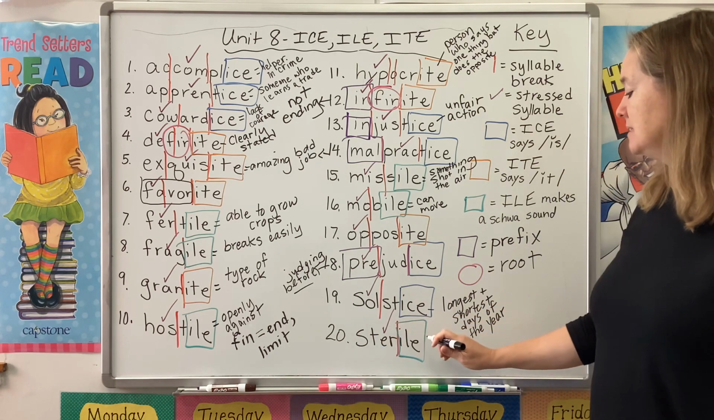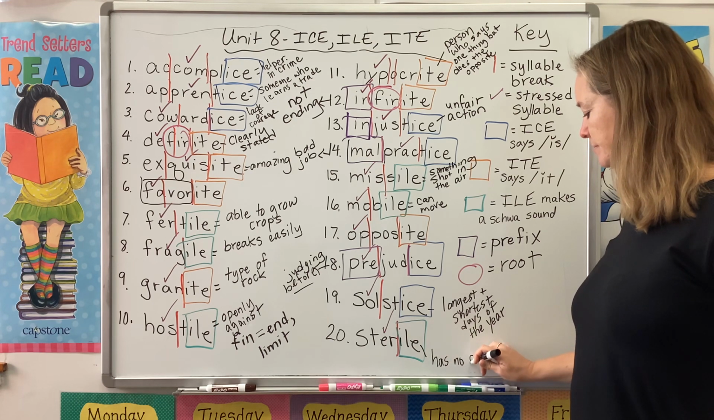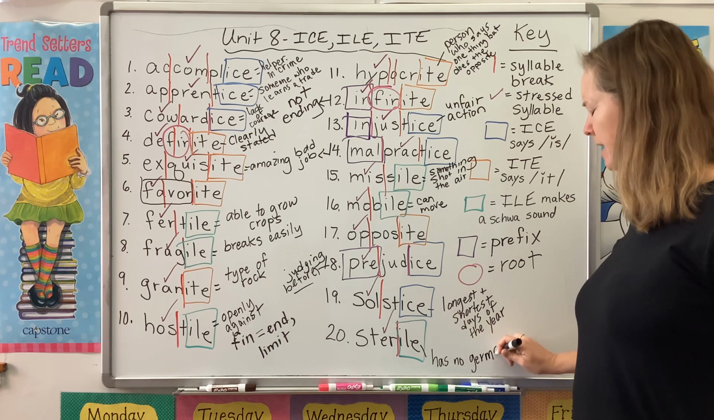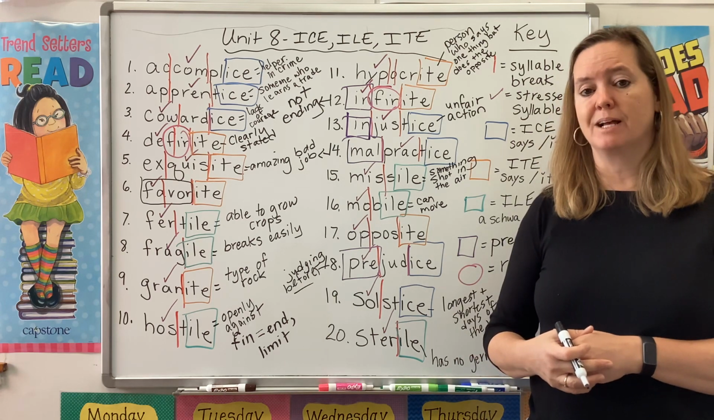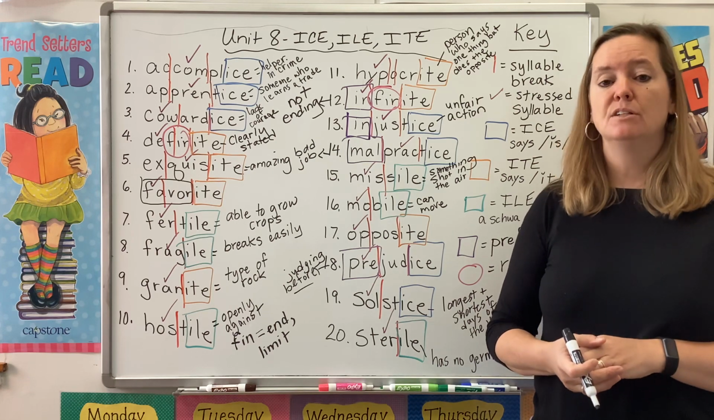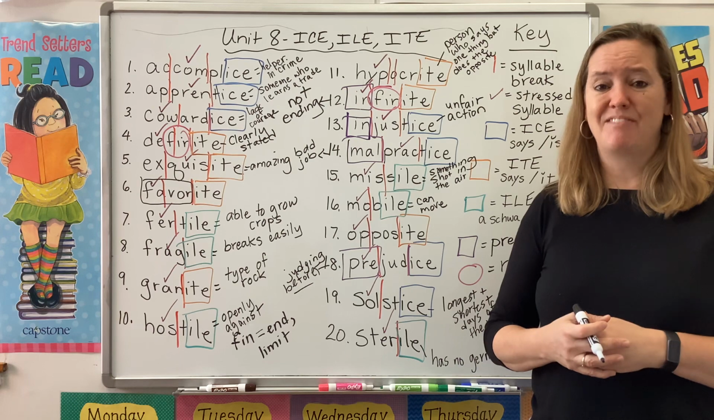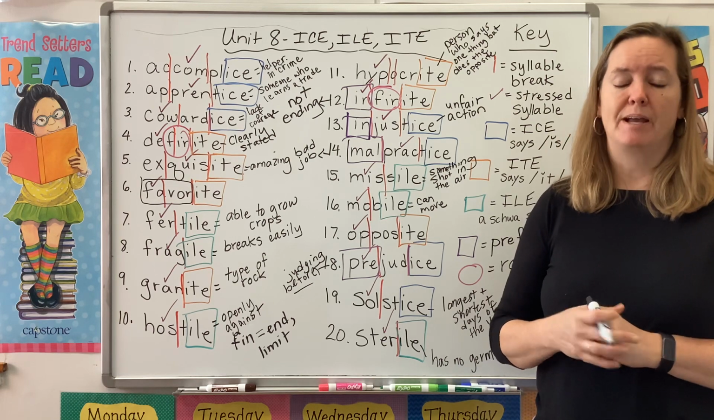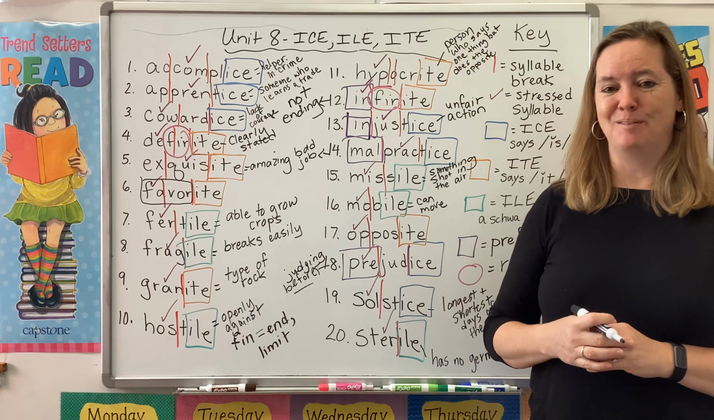And then if something is sterile, it has no germs. So if you are a surgeon and you have to perform surgery on someone, you want to make sure that all your instruments are sterile so that when you cut that person open, you don't get them infected with any germs, right? So everything has to be sterile, perfectly clean.